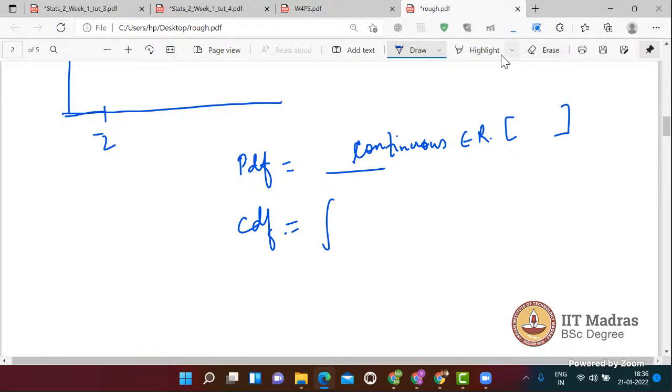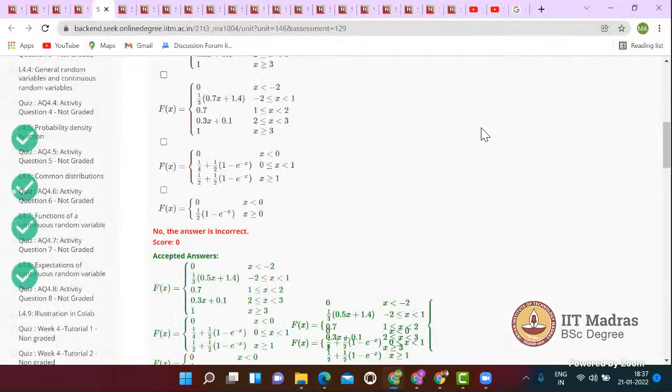Correct. I don't think there will be any function where you'll have a valid PDF and not get a CDF. Every time, if you have a PDF, you'll get a correct CDF.